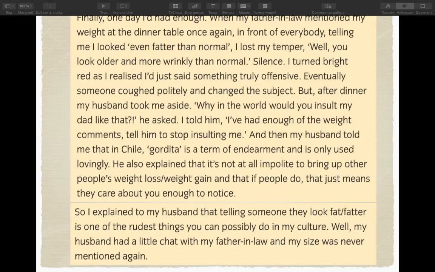Well, my husband had a little chat with my father-in-law, and my size was never mentioned again.